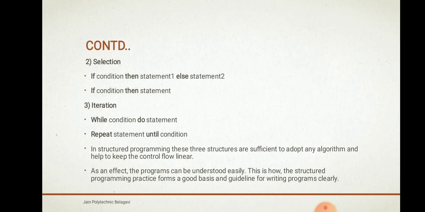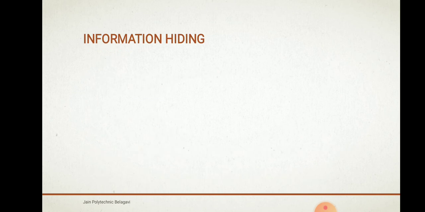Second one is selection statements. It is a single entry and single exit statement: if condition, then statement 1, else statement 2. So this if-else statement is a selection, a single entry and single exit statement. Third one is iteration, that is while condition do statement, or do-while loop. So in structured programming, these three structures are sufficient to implement any algorithm and help keep the control flow linear. So this is how structured programming practice forms a good basis and guideline for writing programs.